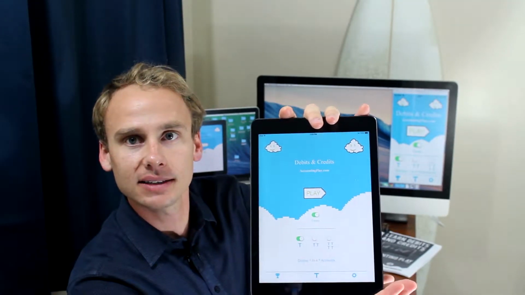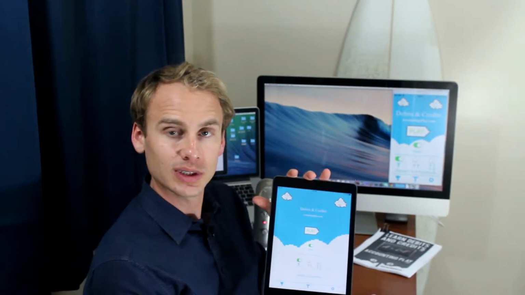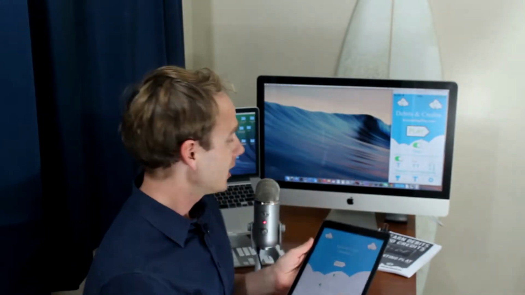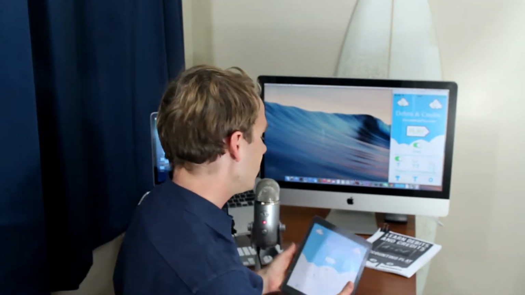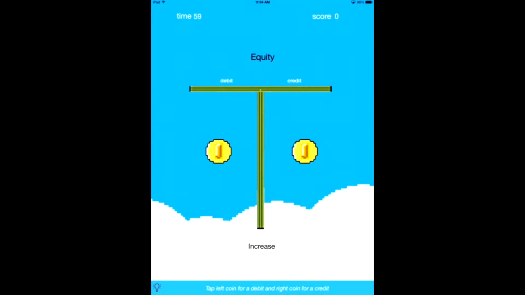This is for iOS. This is to help you learn debits and credits in accounting. So we're going to go today over some of the learning functions and functionalities that are within the app and maybe how to use it. So this is just kind of a very basic primer. Just if you don't know, this is the app. Come take a look over here with me.